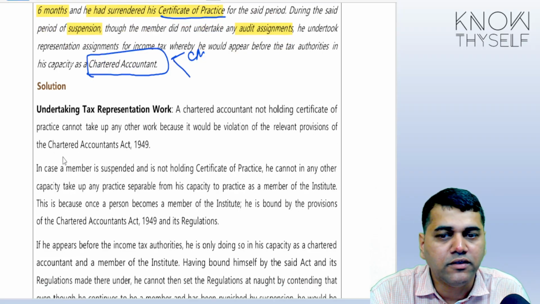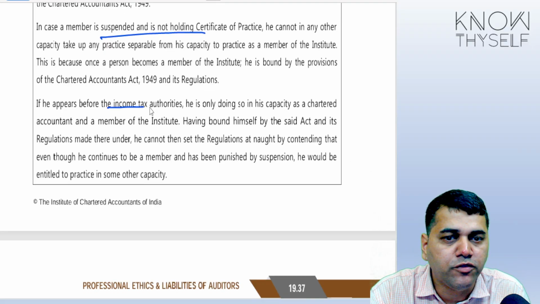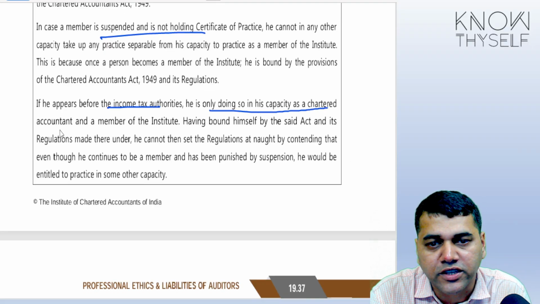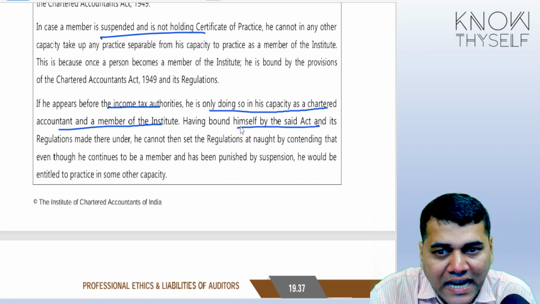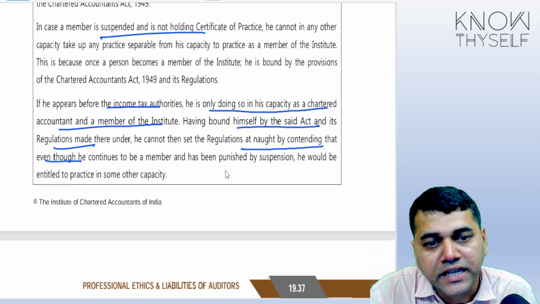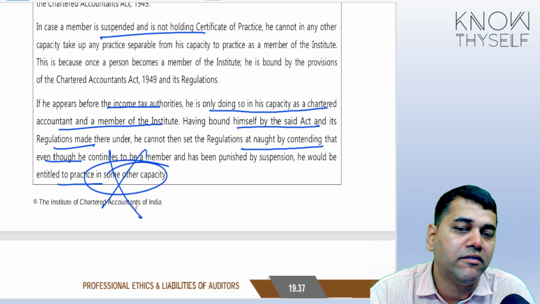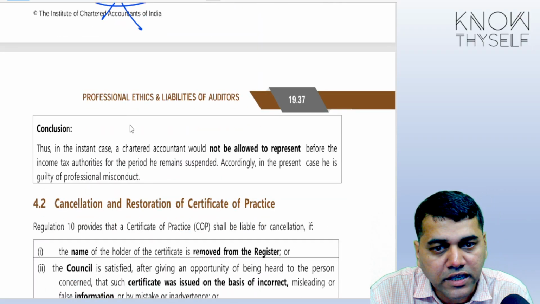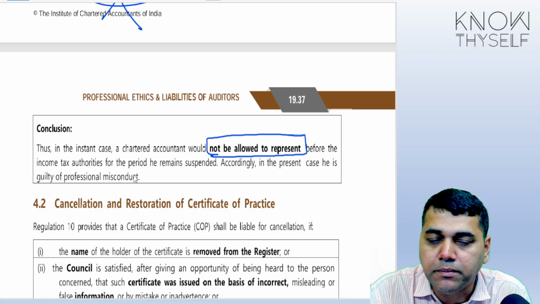Okay, so undertaking the work, the member is suspended from holding the COP. It appears that before income tax he is acting only in his capacity as a chartered accountant. So, being bound by the act and the regulations, he cannot set the regulation at naught by contending that he would be entitled to practice in any other capacity. He doesn't have any capacity. So in the given case, the chartered accountant would not be allowed to represent before the income tax authorities.